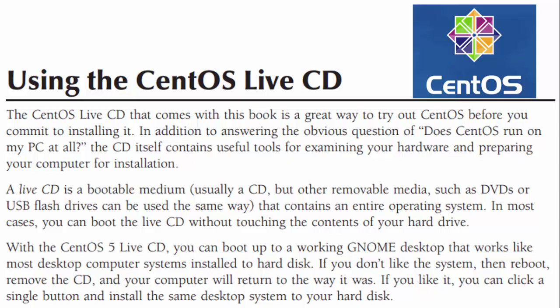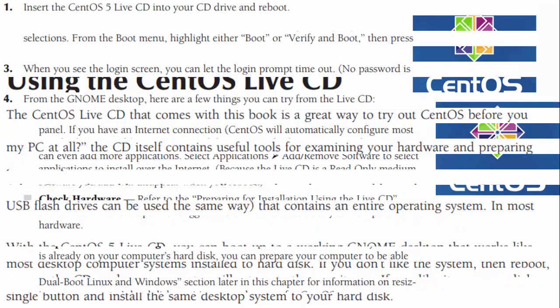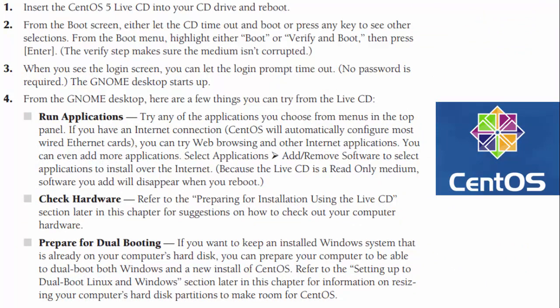1. Insert the SEN operating system 5 live CD into your CD drive and reboot. 2. From the boot screen, either let the CD time out and boot or press any key to see other selections. From the boot menu, highlight either boot or verify and boot, then press Enter. The verify step makes sure the medium isn't corrupted. 3. When you see the login screen, you can let the login prompt time out. No password is required. The GNOME desktop starts up.